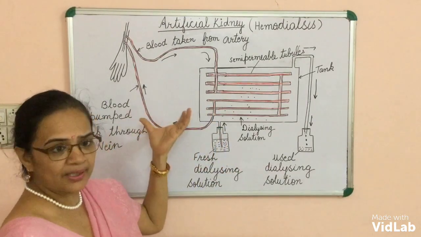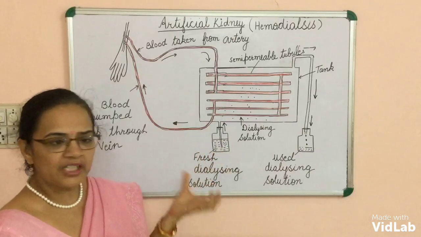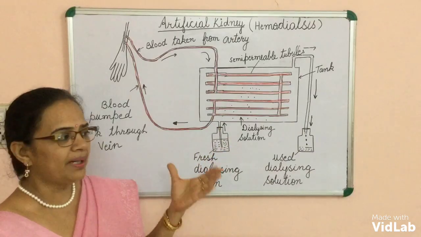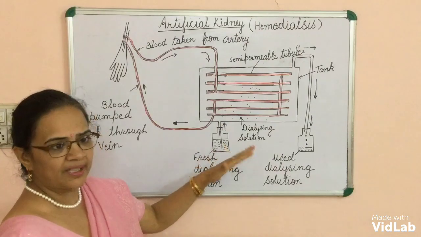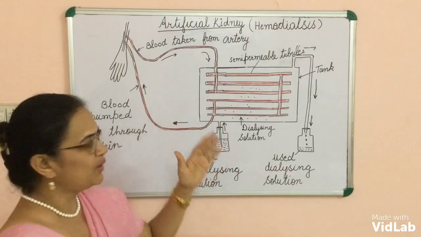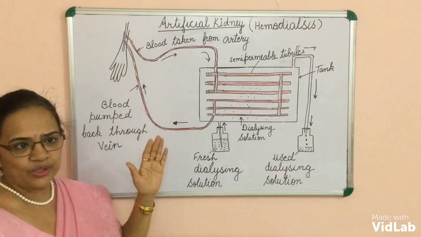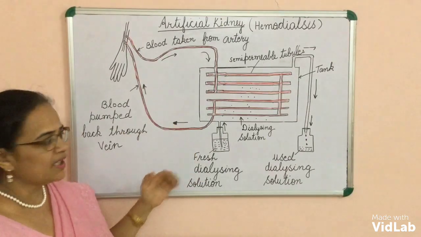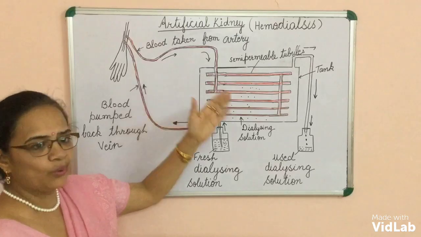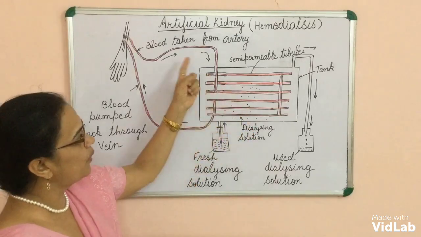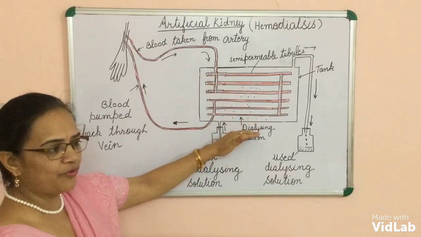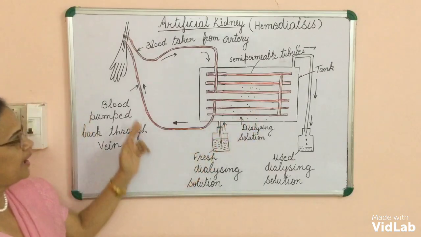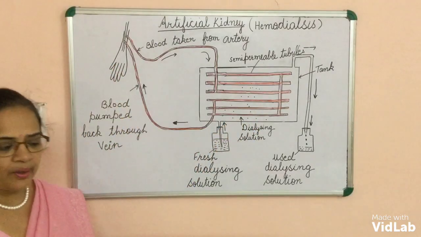Actually, 180 liters of filtrate is produced in the natural kidney, but in this no reabsorption takes place. The main difference between artificial kidney and natural kidney is that in the natural kidney reabsorption occurs, but in the artificial kidney no reabsorption occurs, and only nitrogenous waste material is removed from the blood and the blood is put back into the person's body.